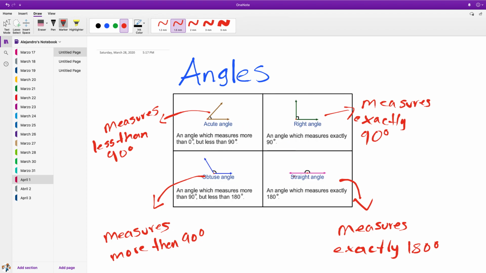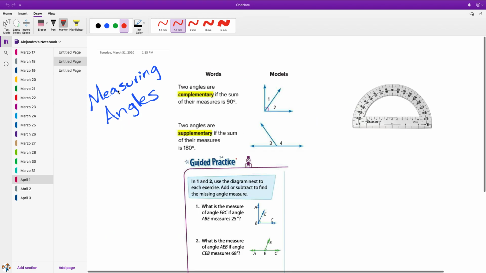So now, that was the introduction. Now I want to take you to the main objective of this lesson, and that's going to be measuring angles. There are different ways that we can measure angles. On the right side right here, I have the protractor, right? We call this the protractor. En español, transportador.